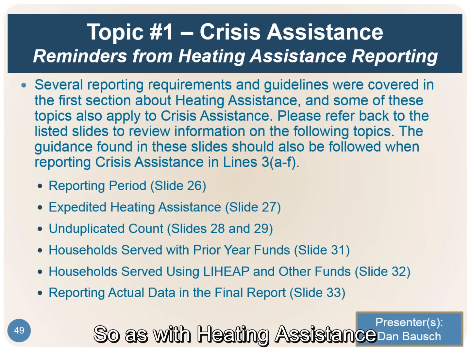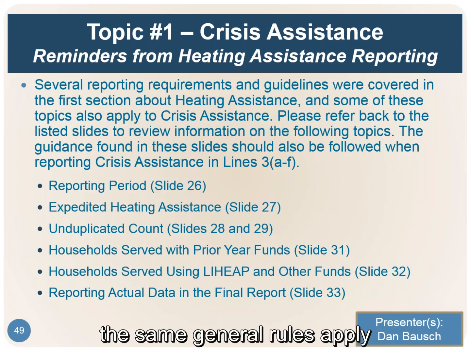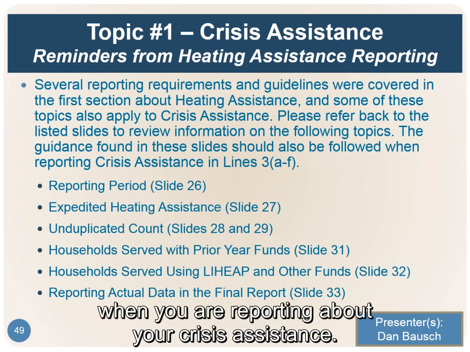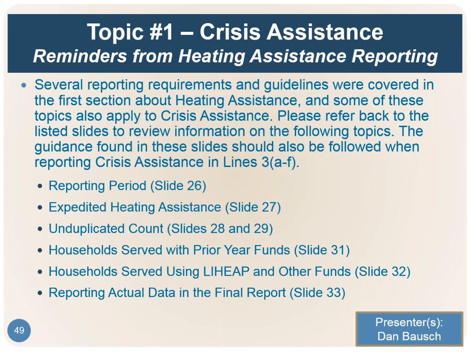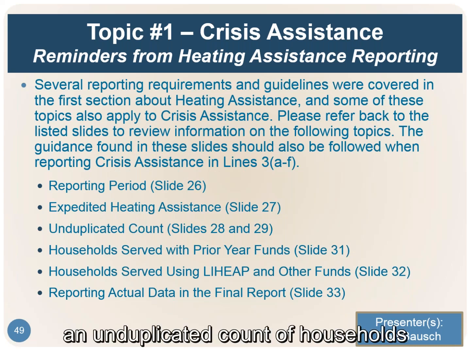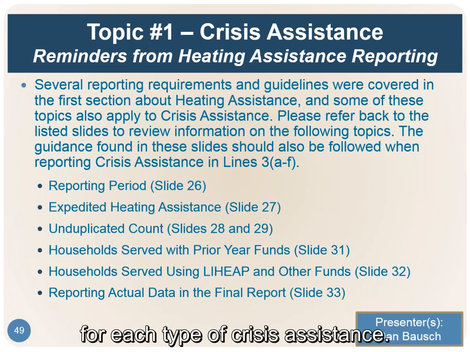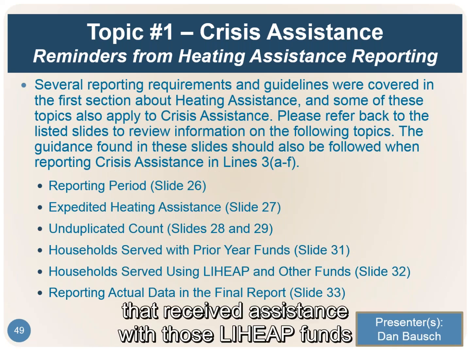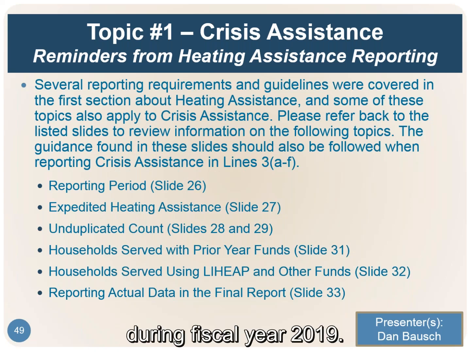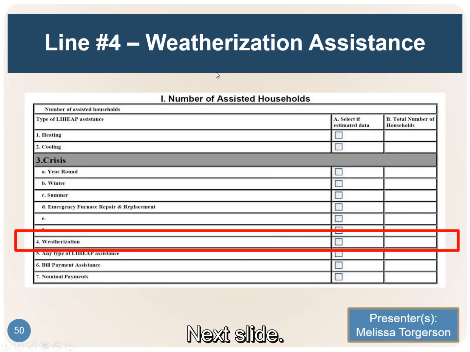So as with heating assistance, the same general rules apply when you're reporting about your crisis assistance. The reporting period is still the federal fiscal year 2019. You're still expected to report an unduplicated count of households for each type of crisis assistance. And you should still report all households that received assistance with those LIHEAP funds during fiscal year 2019. Next slide.